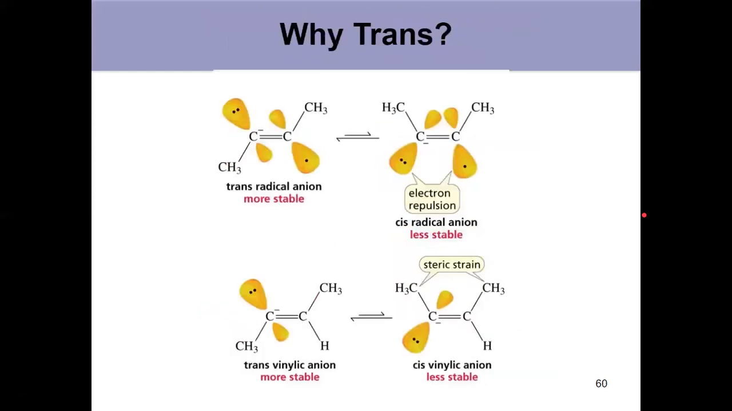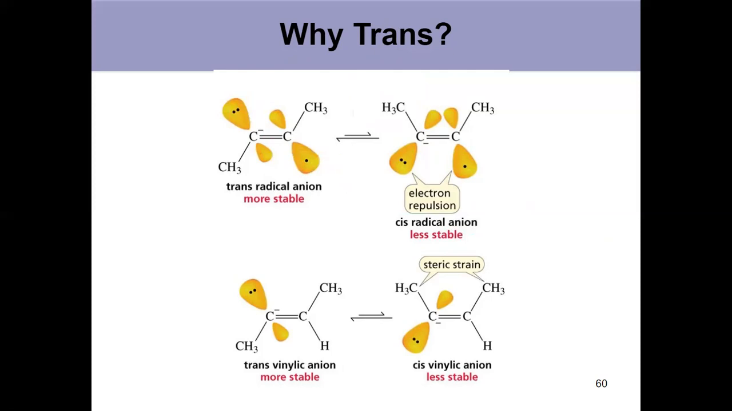This has to be a trans alkene, right? And it occurs via an anti-addition due to the stability of the anions, right? We want these things to be trans to one another because the electron clouds are larger, making it more stable.